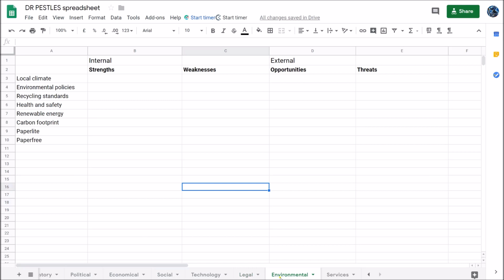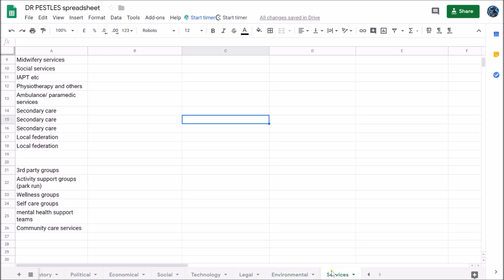Environmental issues are a key thing that practices may need to consider, particularly in terms of how you work, in terms of local climate, paper light, all that kind of stuff. And included in this is obviously things like health and safety, but many practices are leading the way in terms of being more environmentally conscious. And actually this can have an impact on the way that you work moving forward as well. And finally, the extra part of the DR PESTLES and the additional part is services.